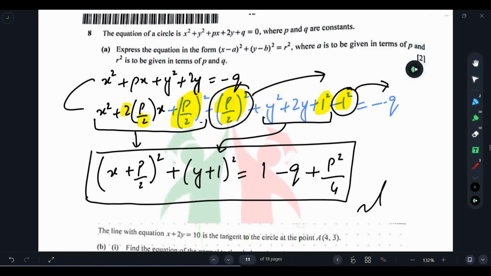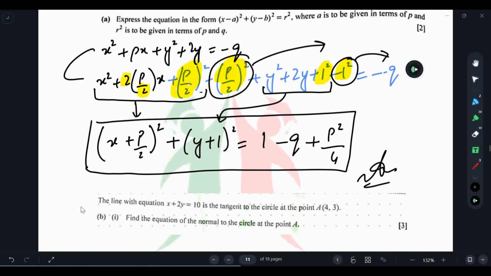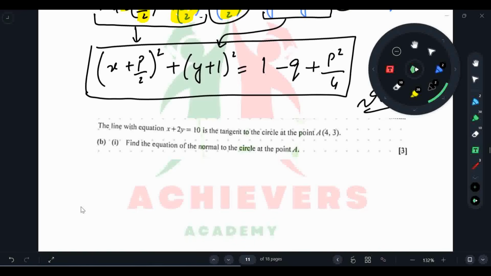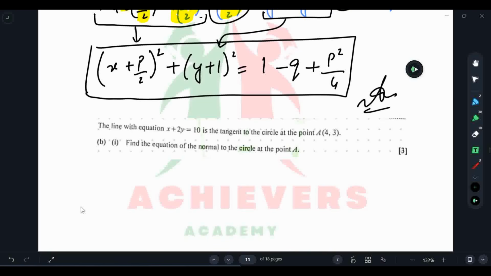I hope that the concept is clear. Let's move to the next part. The line with the equation x + 2y = 10 is tangent to the circle at this point. At point A, the line x + 2y is tangent to the circle.